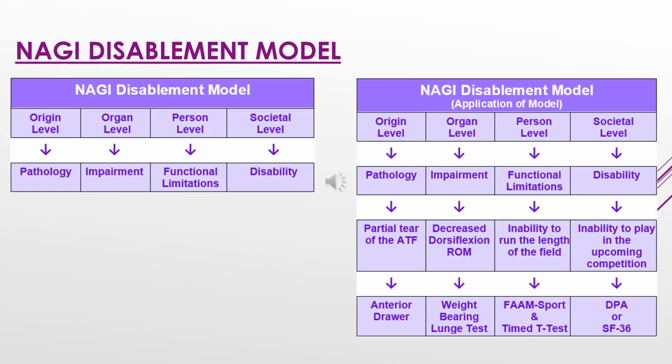So here on the left, you can see the Nagy model, and then on the right, we can see how the Nagy disablement model is applied. I'm not going to spend a ton of time here because it's pretty self-explanatory. So you can see here how the Nagy disablement model is applied to an ATF sprain. Pretty straightforward here.